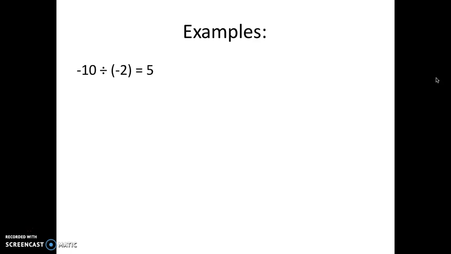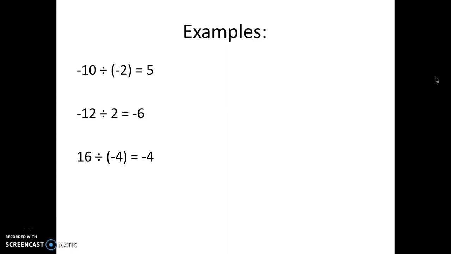Negative 10 divided by negative 2. The signs are the same, so that means it's positive. 10 divided by 2 is 5. Negative 12 divided by 2 is equal to negative 6 because the signs are different. 12 divided by 2 is 6, and the signs are different, so that means it's negative.